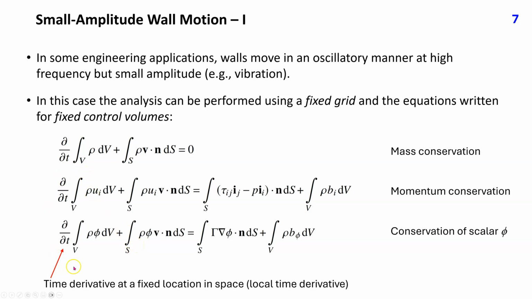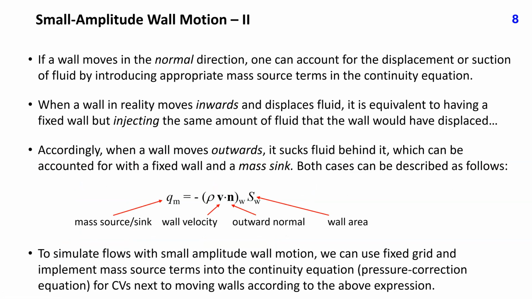Note that the time derivative is evaluated at the fixed location in space, that is, it represents the local time derivative. If a wall moves in the normal direction, one can account for the displacement or suction of fluid by introducing appropriate mass source terms in the continuity equation. When a wall moves inwards and displaces fluid, this is equivalent to having a fixed wall but injecting the same amount of fluid that the wall would have displaced by its motion.